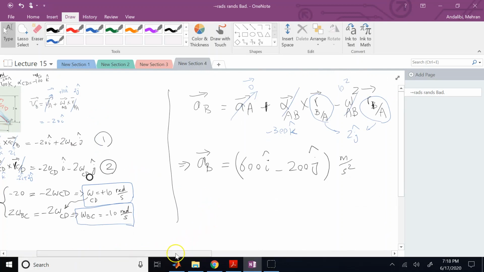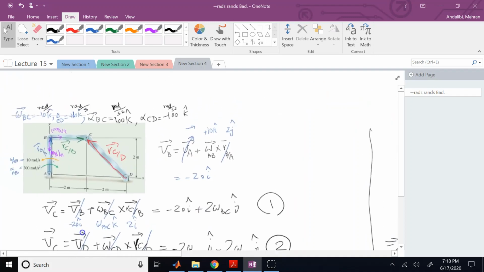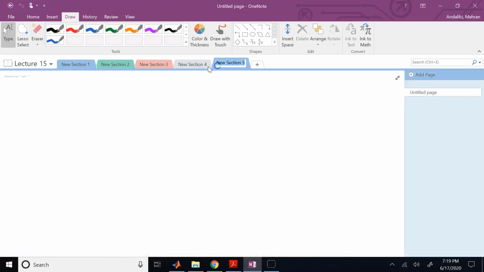Now, let me tell you one super important thing. When this mechanism starts to rotate, this member is going to go counterclockwise. This member BC is negative, so it goes clockwise. This guy is positive, it goes counterclockwise. So the mechanism changes shape, right?